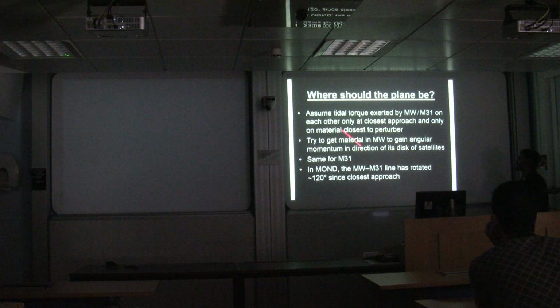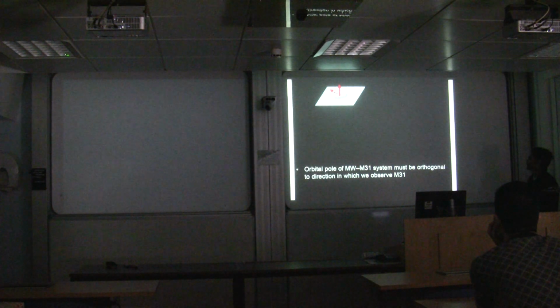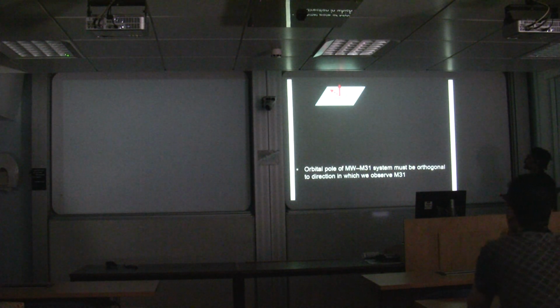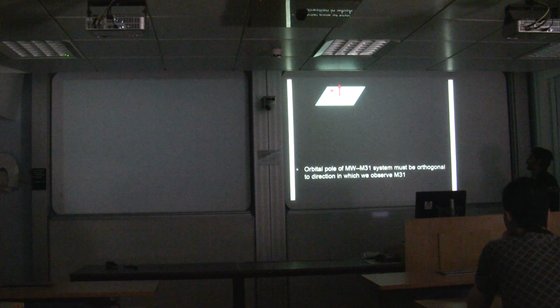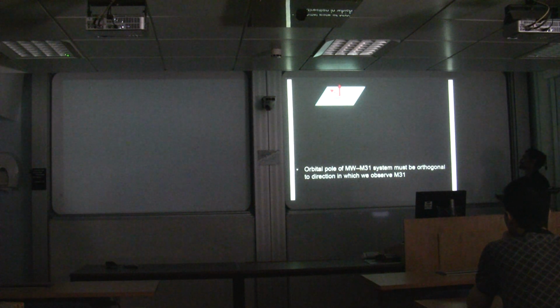So you try and basically produce those disks in this flyby. You also need to know that with a 1/r force law, the line between the objects is rotating about 180 degrees since the time of closest approach. So first of all, if the black line is the Milky Way Andromeda line now, the orbital plane is in blue and the orbital pole is the red arrow for rotation around that.